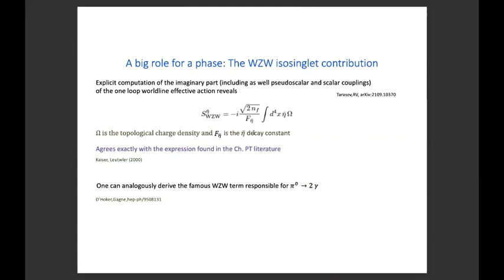And F eta bar is the eta bar decay constant. So if I sandwich the axial vector current between the vacuum and the eta bar state, that's what F eta bar is. And so within this worldline formalism, we were able to explicitly compute this term. And to the best of our knowledge, we haven't seen this anywhere else in the literature. The only place we found it was in a beautiful paper by Kaiser and Leutwyler, where they just state this result. They don't give an explicit derivation. And our expression agrees exactly with what they had.